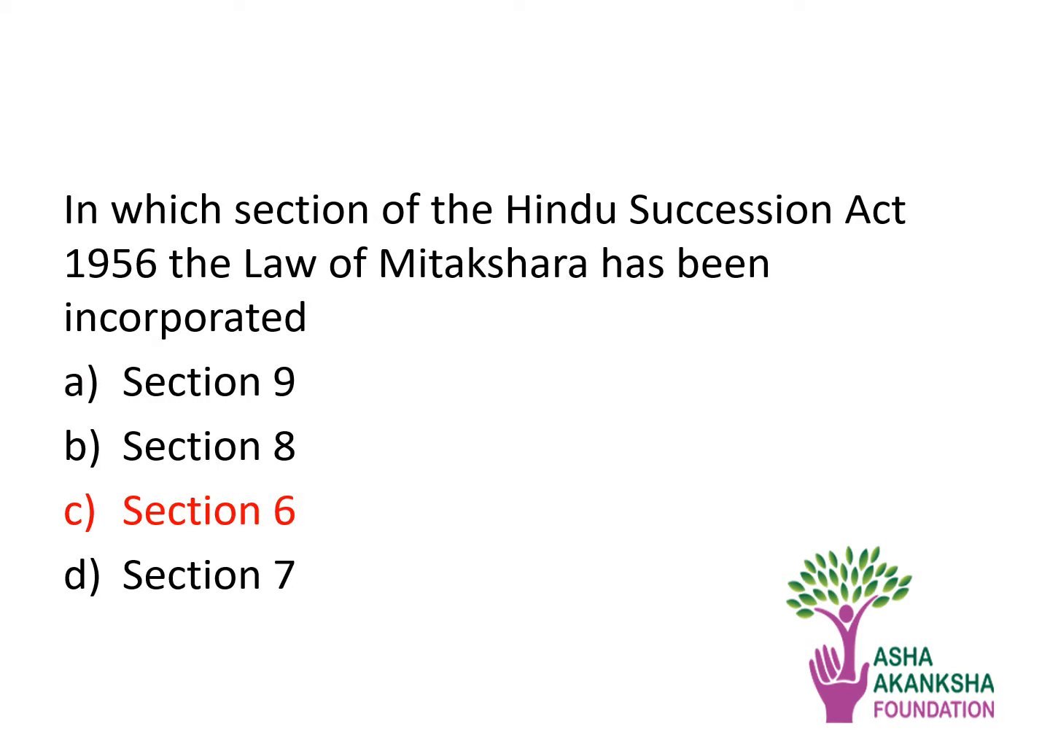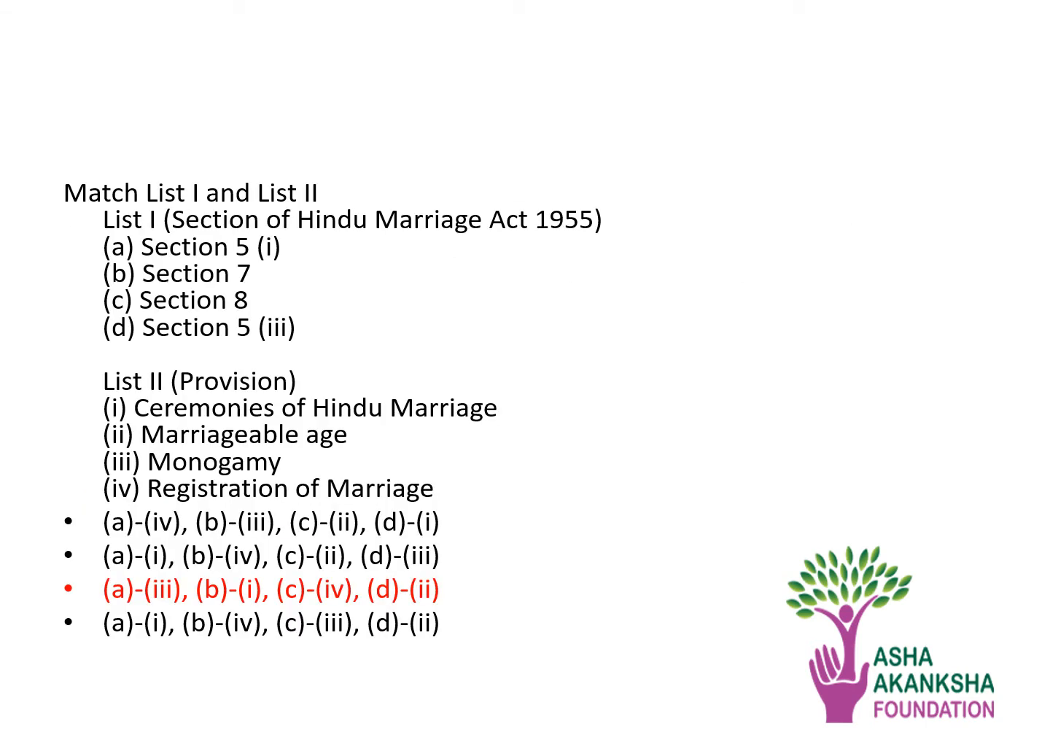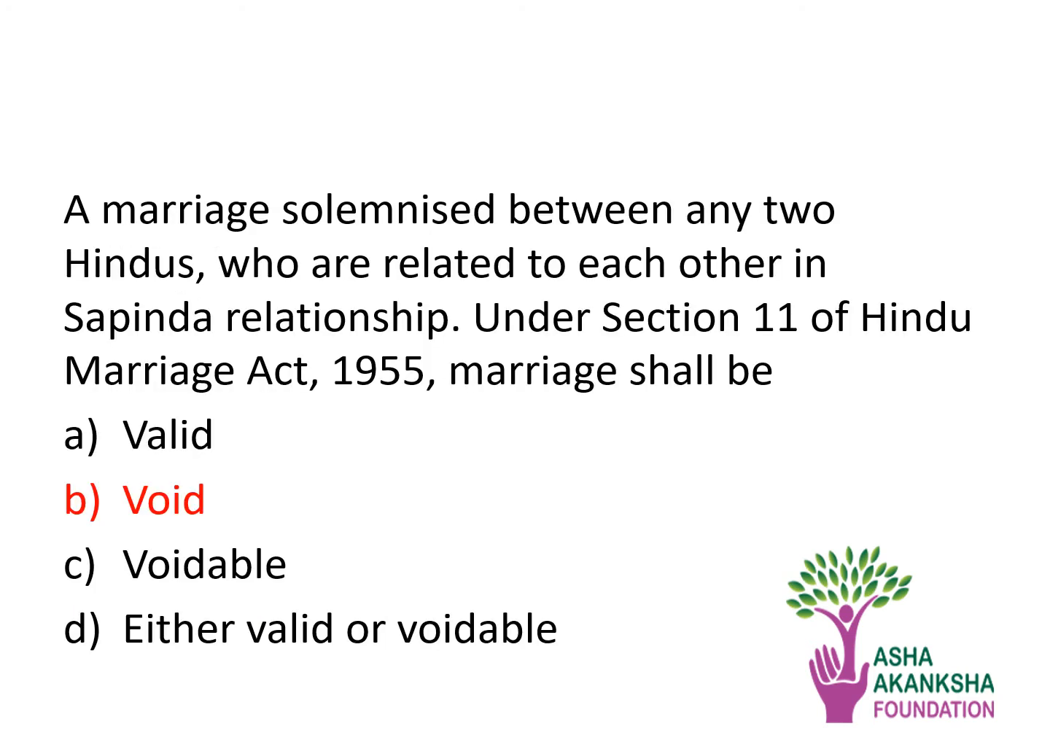Next question, in which section of the Hindu Succession Act 1956 has the law of Mitakshara been incorporated? The correct answer is section 6. Next question, you have to match the following. So option C is correct. Next question, a marriage solemnized between any two Hindus who are related to each other in sapinda relationship under section 11 of the Hindu Marriage Act, this marriage shall be, the answer is void.